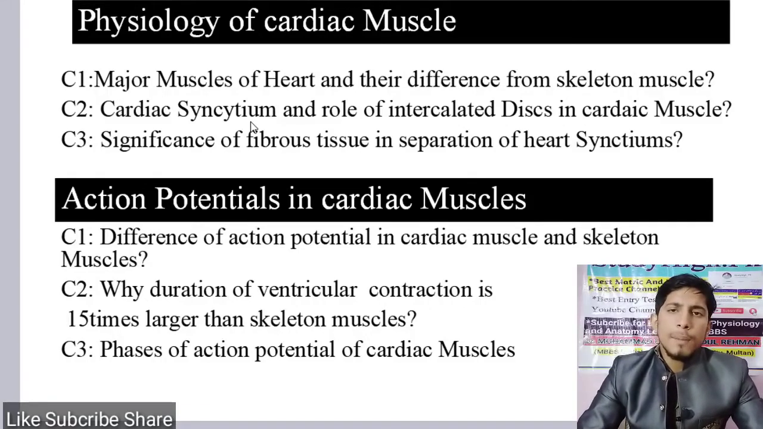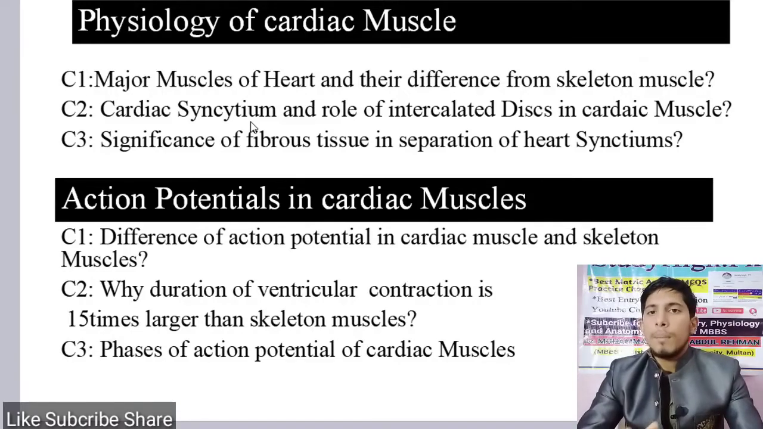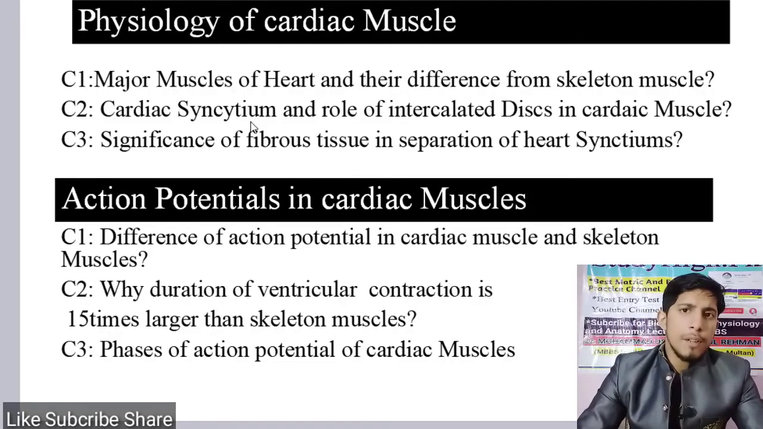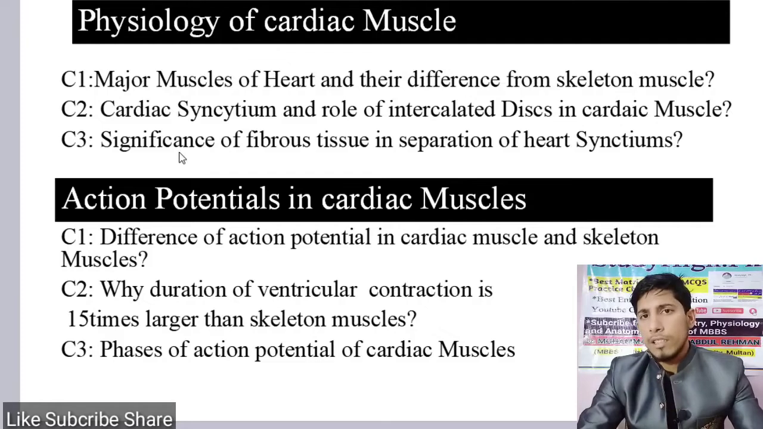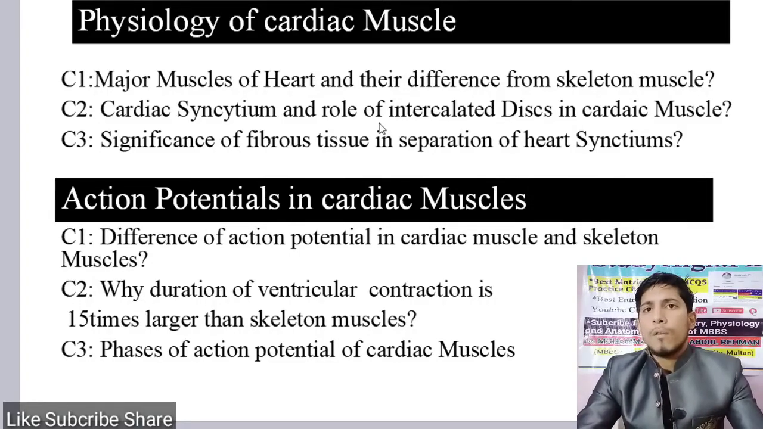Similarly, if an action potential is generated in one muscle cell of the ventricle, it will be transported to all the muscle cells of the ventricles. So intercalated discs are involved in transport of action potential from one cell to another. They provide very low resistance. Significance of fibrous tissue in separation of heart syncytia: the atrial syncytium is involved in contraction of the atria.